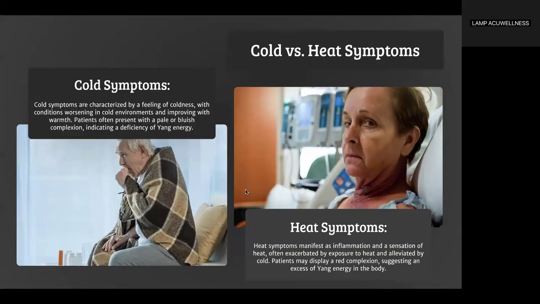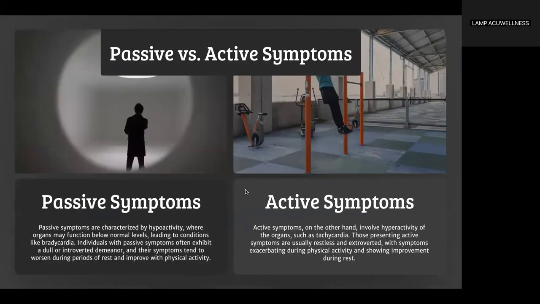Heat symptoms manifest as inflammation and sensation of heat, often exacerbated by exposure to heat and alleviated by cold. Patients may display a red complexion, suggesting excess of yang energy in the body. Passive versus active symptoms. Passive symptoms are characterized by hypoactivity, where organs may function below normal levels, leading to conditions like bradycardia. Individuals with passive symptoms often exhibit a dull or introverted demeanor, and their symptoms tend to worsen during periods of rest and improve with physical activity.